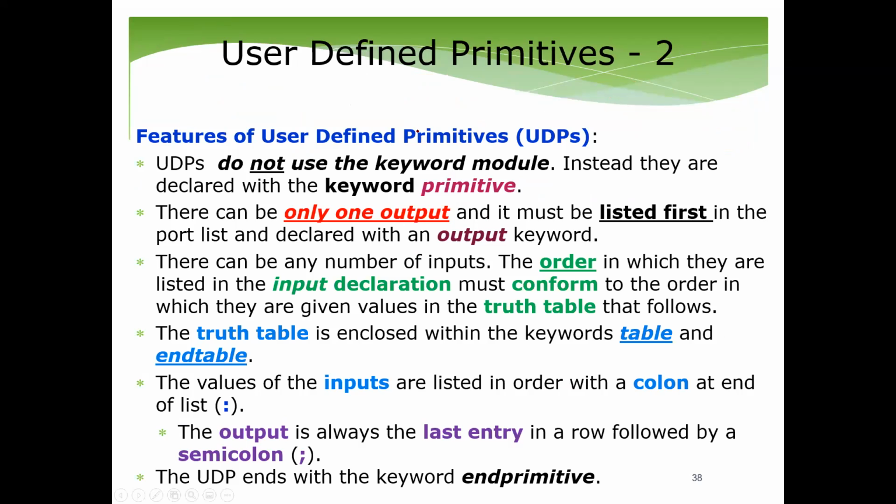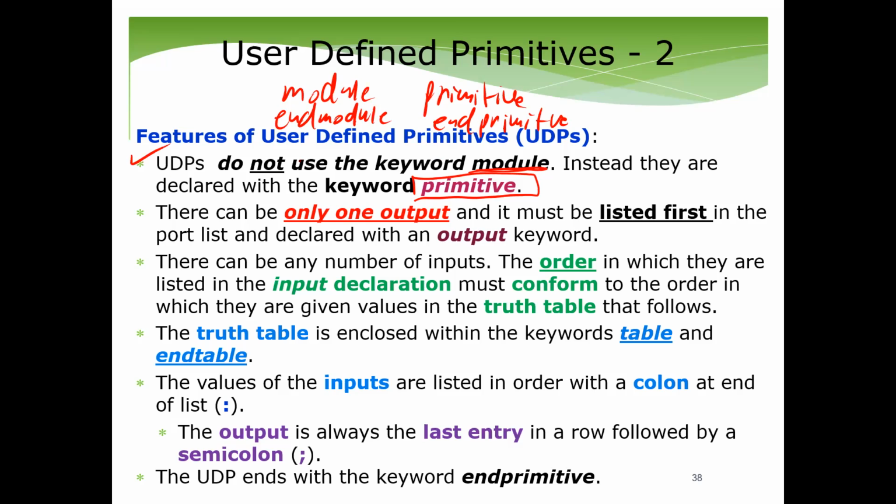What are the features of this user defined primitives? الخصائص. أول شيء when you define a UDP, you don't use the keyword module. We're going to use a different keyword for defining, which is called primitive. فبداية الفايل, instead of writing module, we're going to write primitive. هذا أول شيء. طبعا module ends with end module. Primitive will end with end primitive instead. Okay, that's the first point.